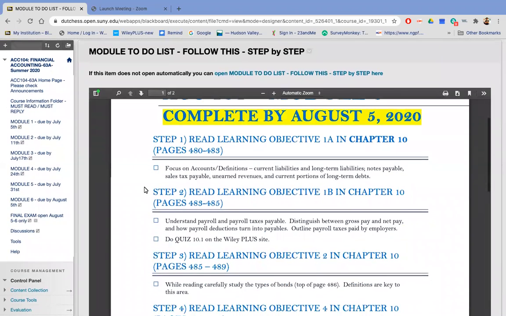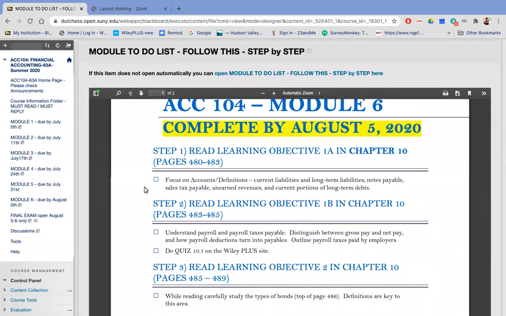So you'll notice Module 6 is actually quite brief. It covers chapters 10 and 11, but only in part, because the emphasis here is on concepts and definitions, and sort of understanding, in this case, the liabilities and the stockholders' equity section of the balance sheet for corporations.